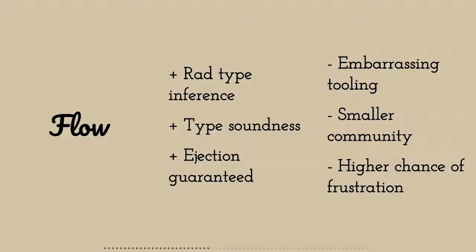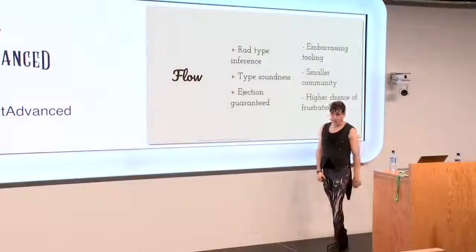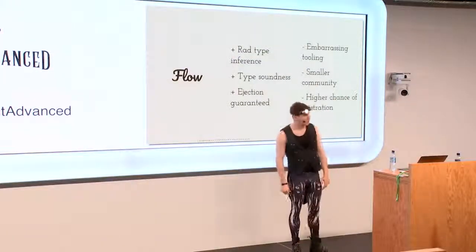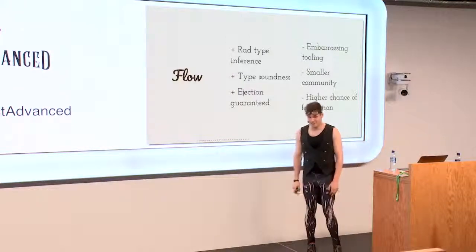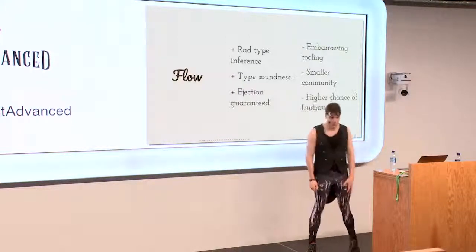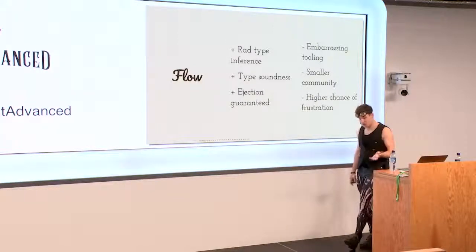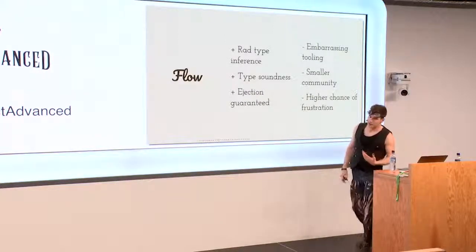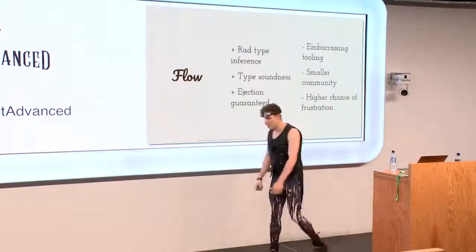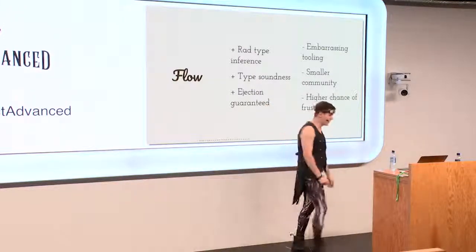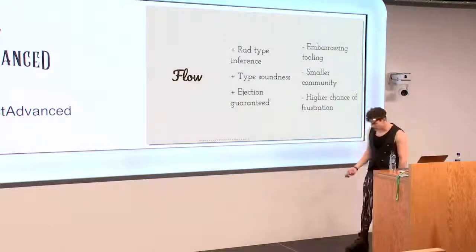But the tooling is frankly embarrassing. The VS Code plugin hasn't been updated in over a month. The hover over never works. The CLI stuff works great, but it's wrong too often, so people get frustrated. There's a smaller community, so you have less help, and there's a higher chance of frustration. There's lots of little things like, oh, the servers won't die properly. Oh, it got stuck here. Oh, the Flow bin updated, now this won't work on CI.